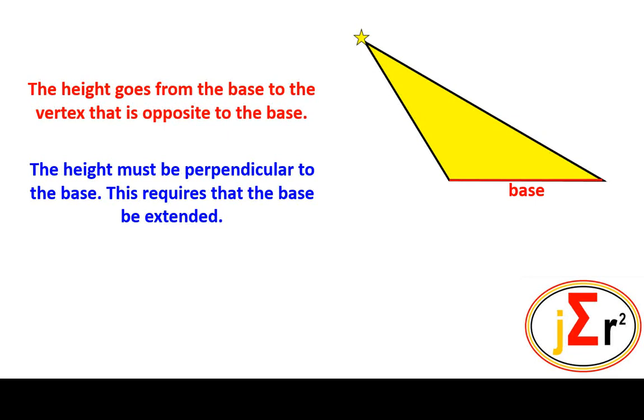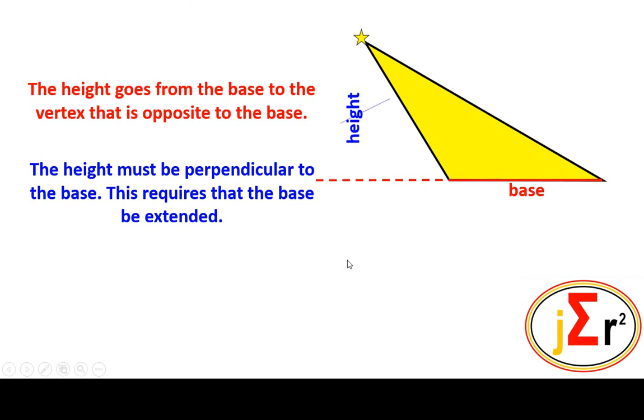This requires that the base be extended. There's no way that we can draw a line that is perpendicular to the base, which passes through this vertex and will also pass through the base. If we draw a line passing through this vertex, for it to be perpendicular to the base, it will not pass through the base. Therefore, we need to extend the base in this manner that when we draw the line segment which is perpendicular to it, it will also pass through this vertex.